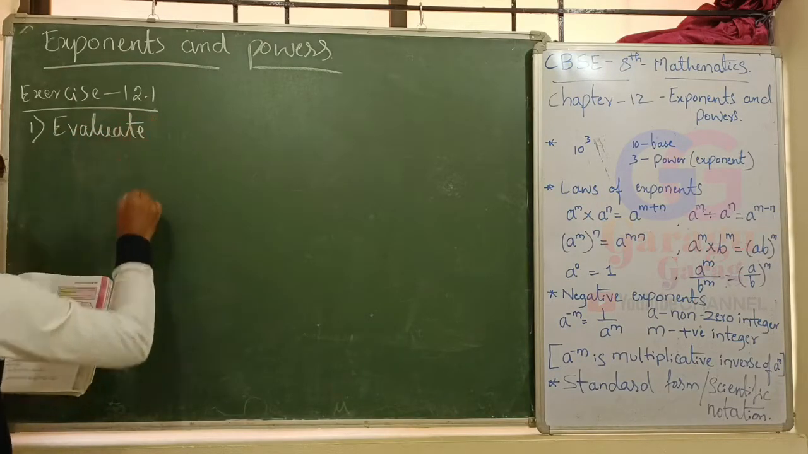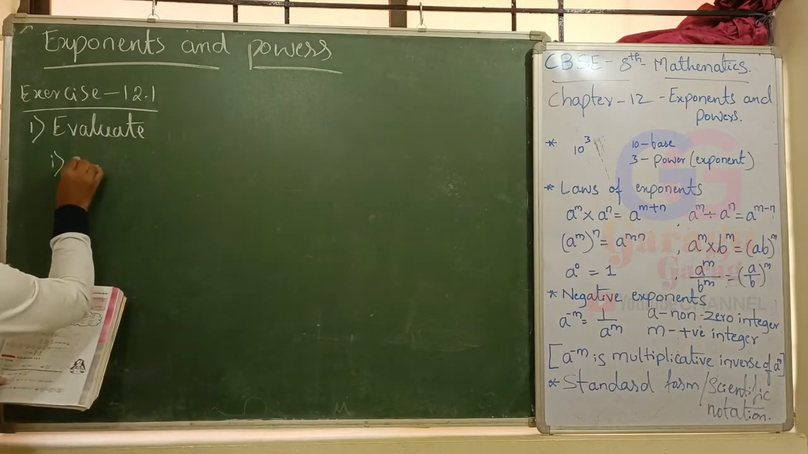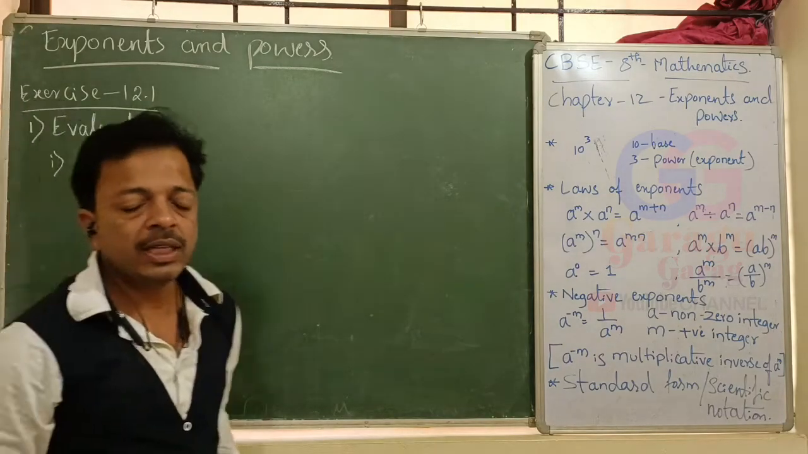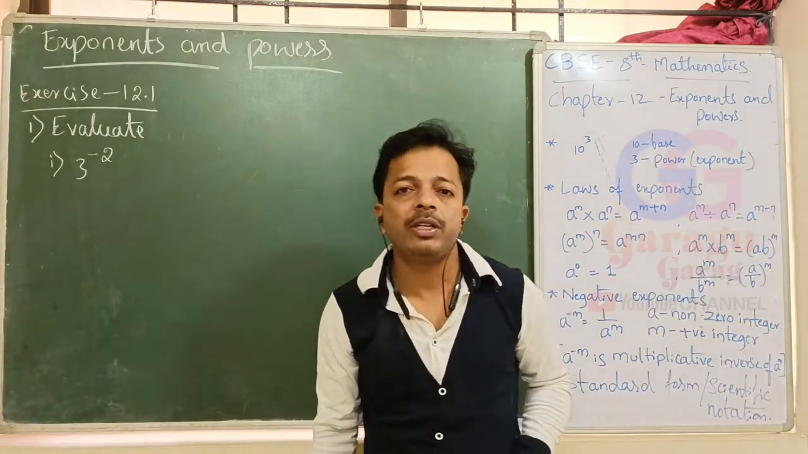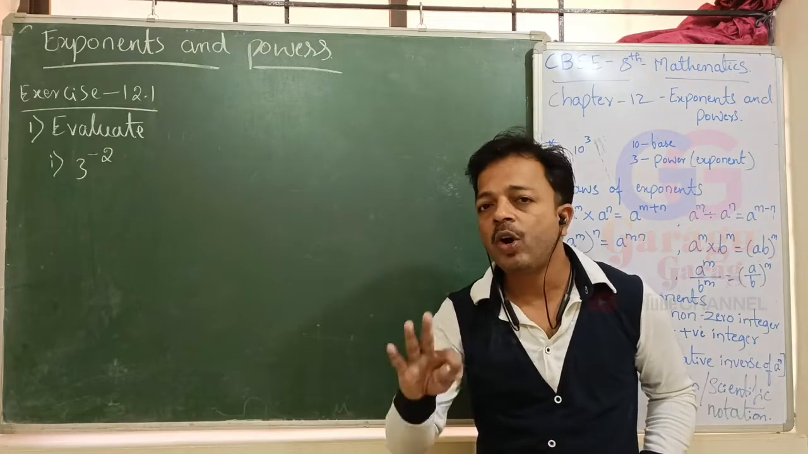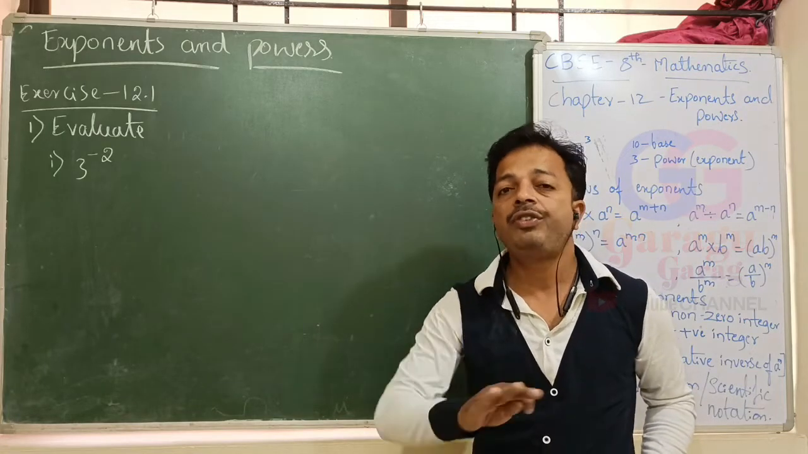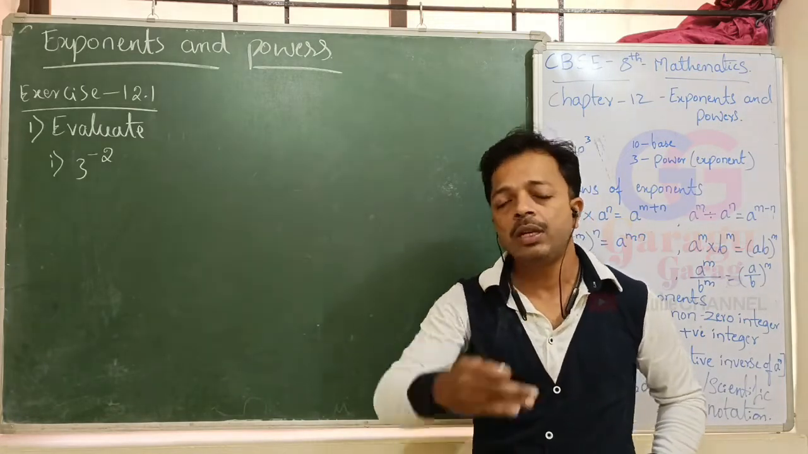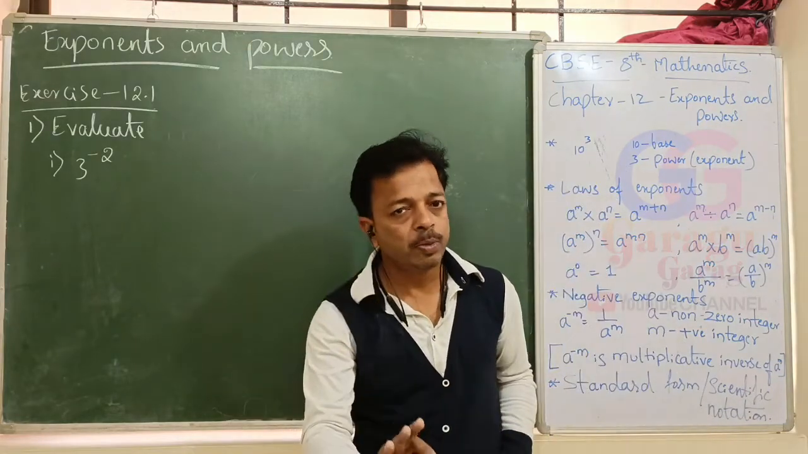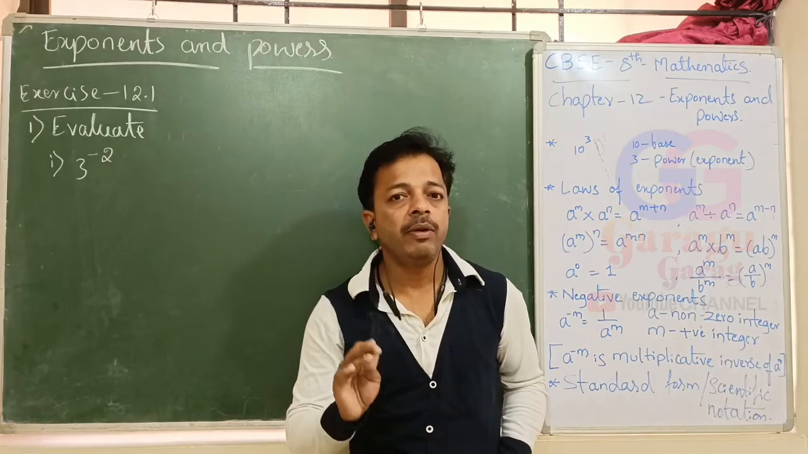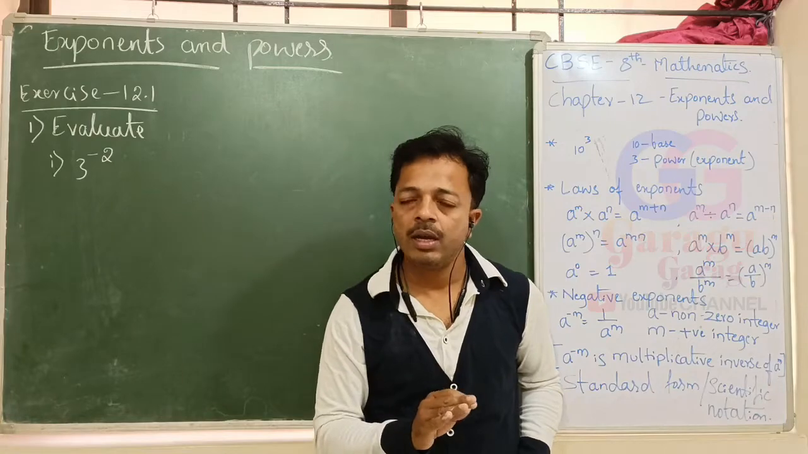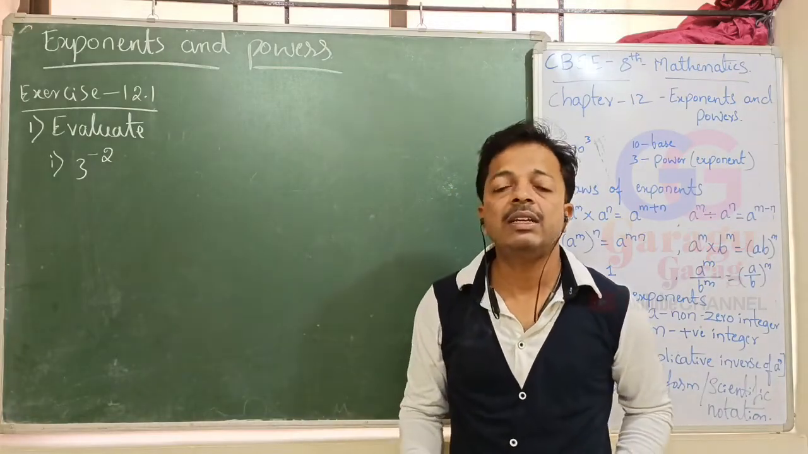Here, the first one is 3 raised to minus 2. They told us to evaluate, which means you have to write it in a normal number form, not in exponent form. After simplification, write it in that form. If they want the answer in exponent form, they will specifically ask for it. Here, they simply said evaluate.